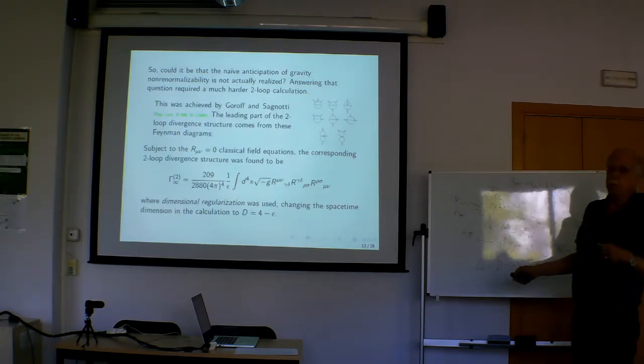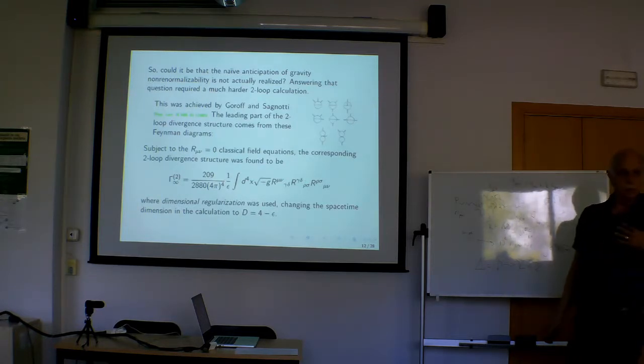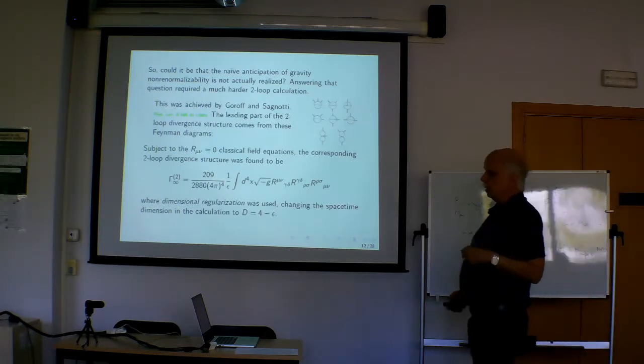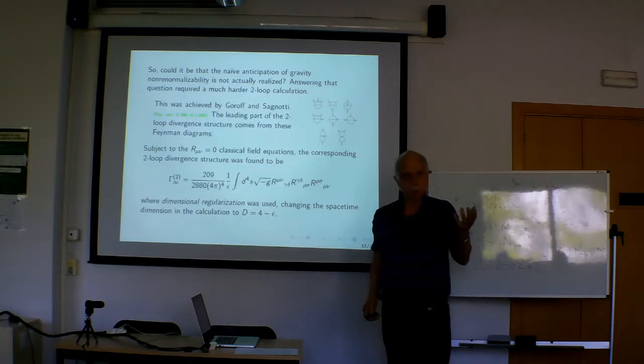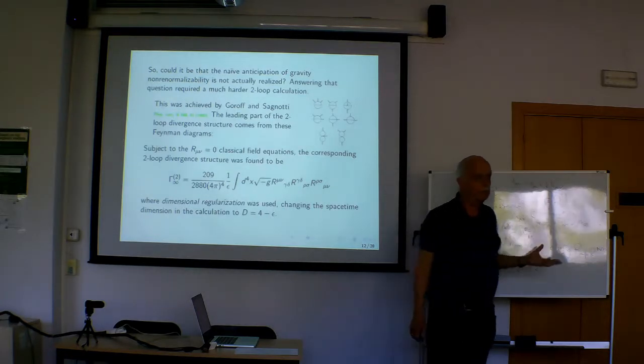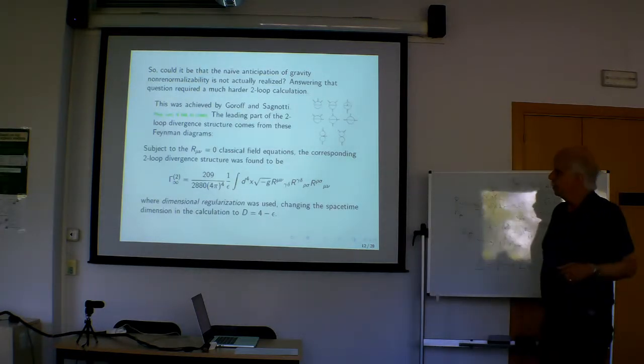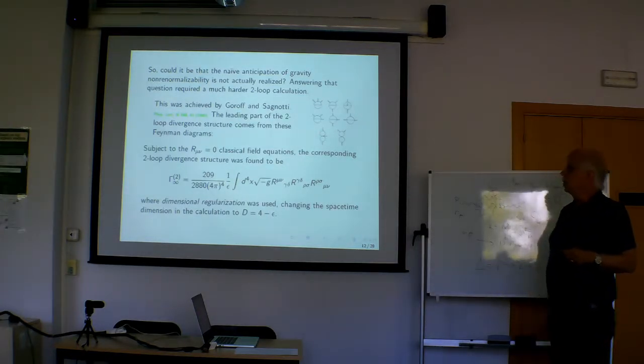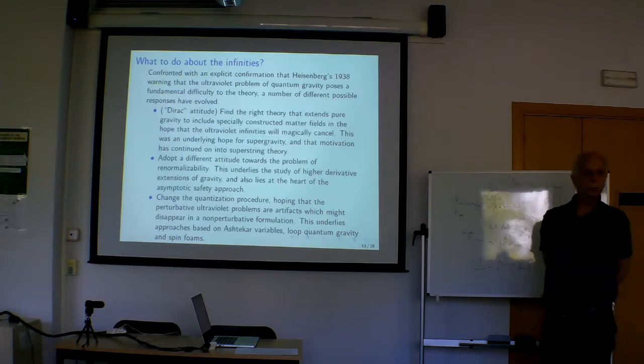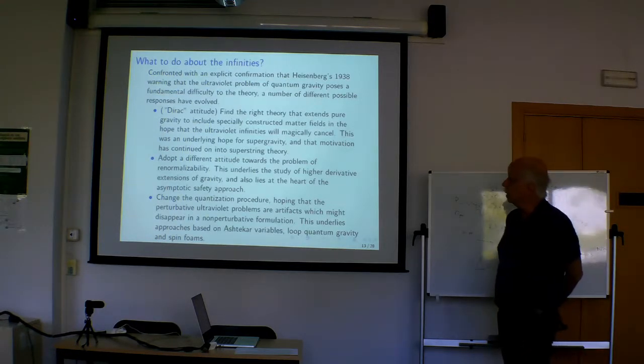You have a definite coefficient in front times 1 over epsilon in dimensional regularization. So it's really there. It's not just Heisenberg's worry. It really happens. And now this you cannot get rid of by any field redefinition. So this is the confirmation of the non-renormalizability of gravity. And it goes on and on and on. Okay, so what to do about the infinities?